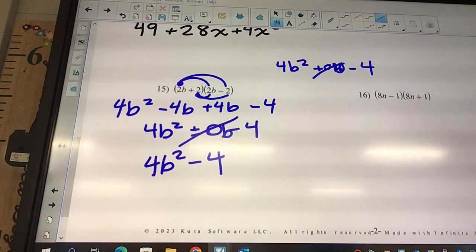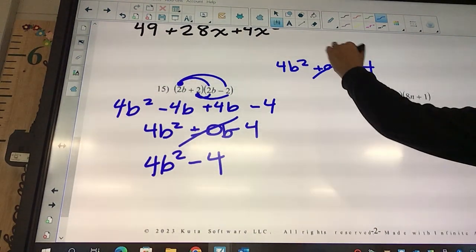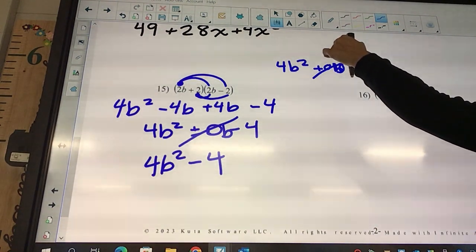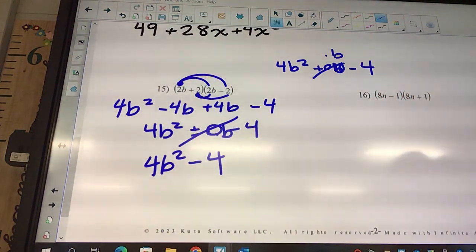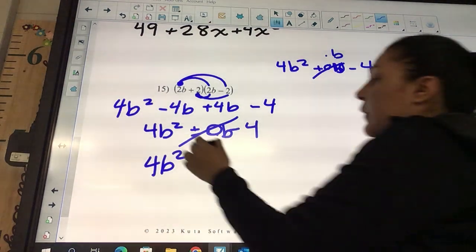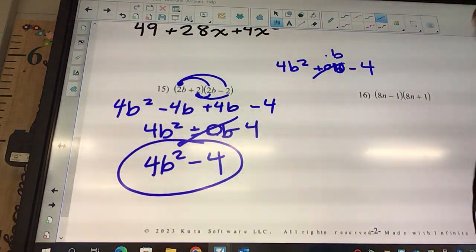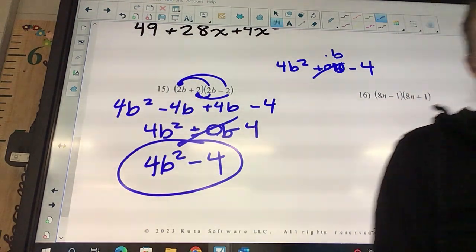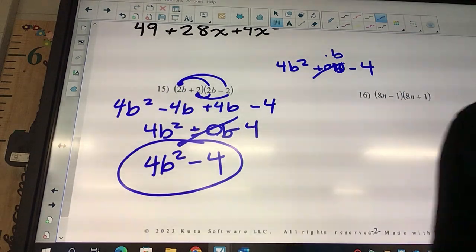Because it's really 0 times b. When we have this in the middle, that's 1 times b. This is 0 times b. Well, 0 times anything is going to be 0. And so these ones, when you combine, it's going to look a little bit weird, but it's still the same step, same process. Okay, you guys have 8 to do. Go through and get your side done, and then put it in the box back there.